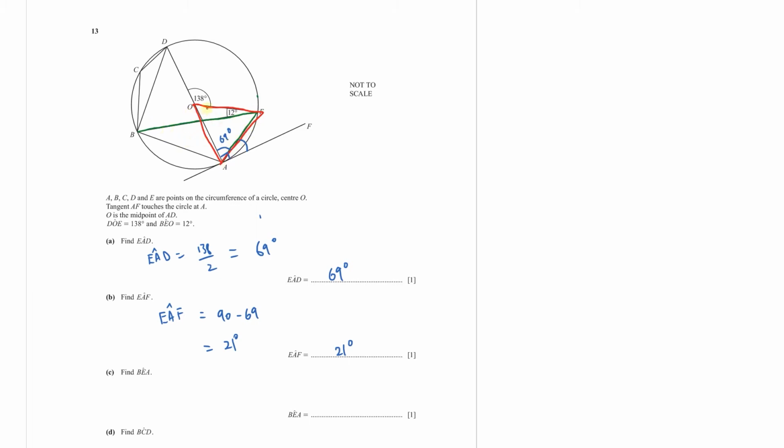Using this triangle, I can find this angle. This angle is 138. This is a straight line, so 180 minus 138, and then I know this angle is 69, and I know that the full angle for triangle AOE is 12 plus angle BEA that we need to find. So we need to find this angle BEA.